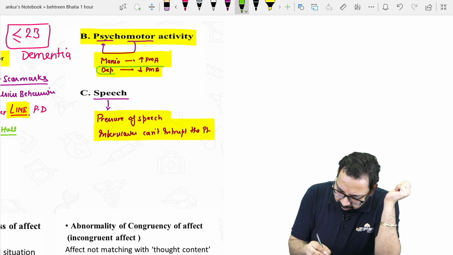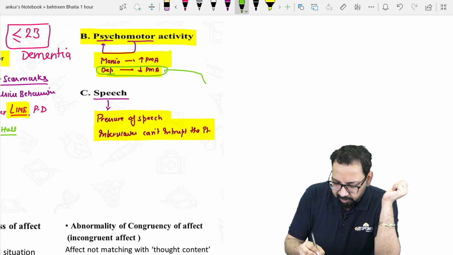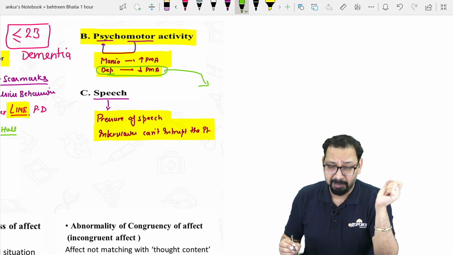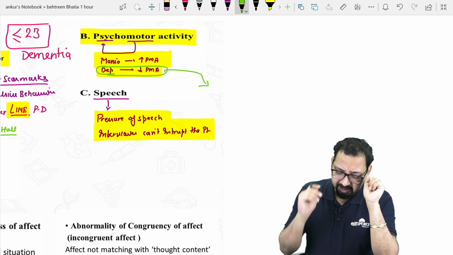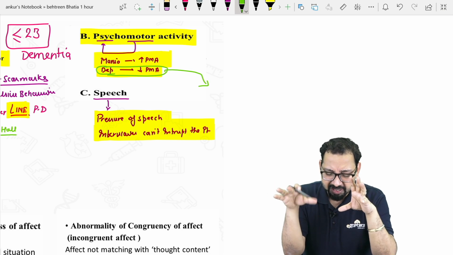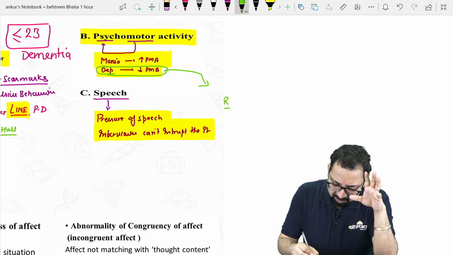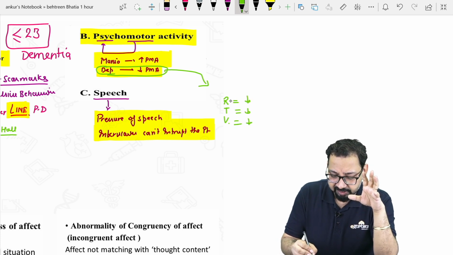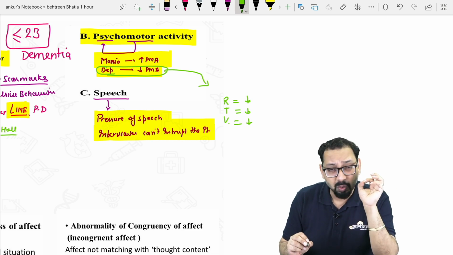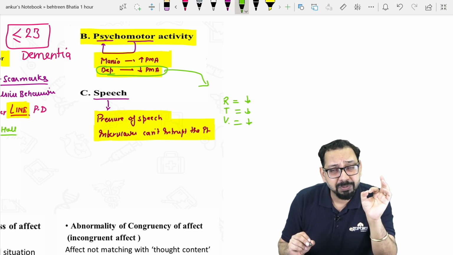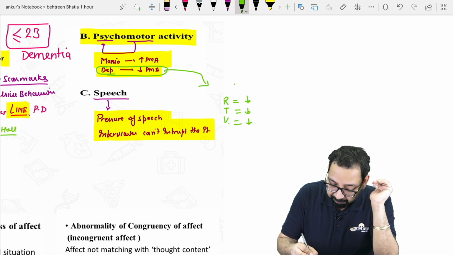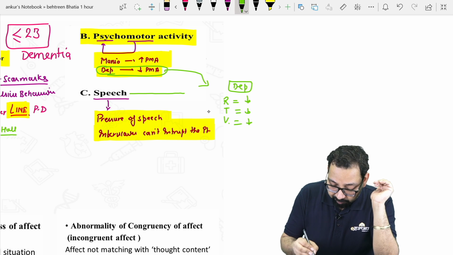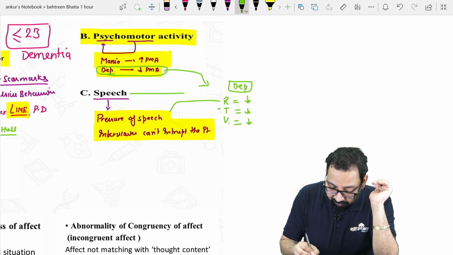Your other friend is depressed, or his proposal was not accepted. Now he is sad, he is not speaking to anybody. Yes, his rate, tone, and volume of speech are decreased. Rate of speech, tone of speech, and volume of speech will be decreased in depression. But in mania, all these things would be increased.